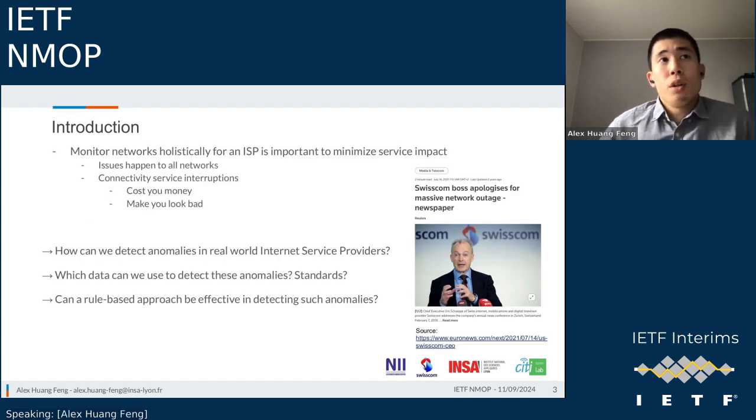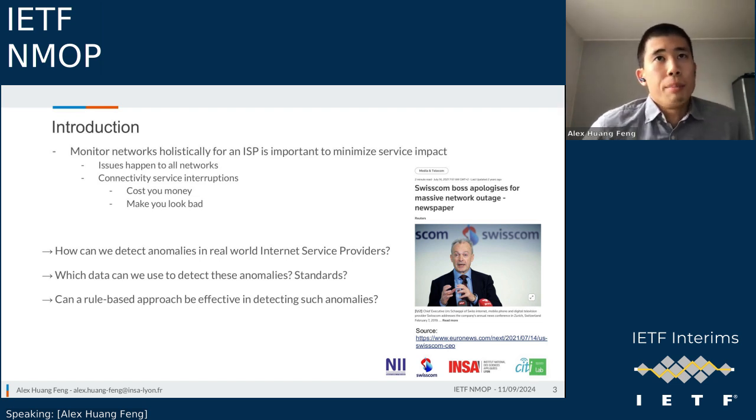So first, monitoring networks for an internet service provider is important to minimize service impact. Issues happen to all the networks, but what matters is how a service provider manages those interruptions. These interruptions cost you money, but also make you look bad when you make the news. So in this project, what we want to do is investigate how can we detect anomalies in a real-world internet service provider. Which data can we use to detect these anomalies? Can we base a platform only on standards? And can a rule-based approach be effective rather than dumping all the data to a machine learning algorithm?